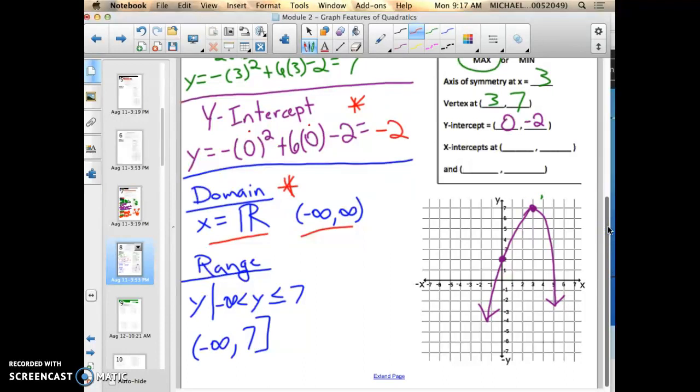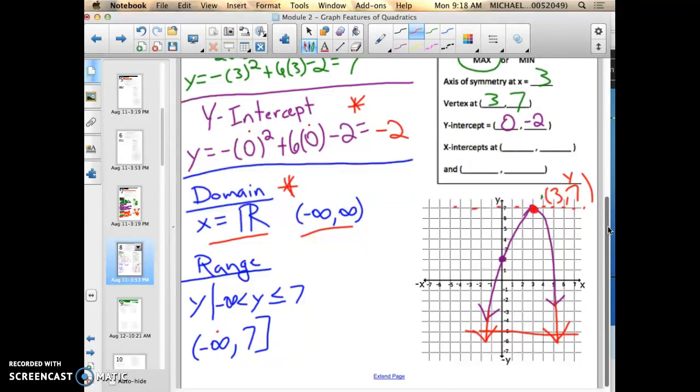All right. The range is a little bit more specific. In this case, it's flipped because it's going down. The floor at this point goes down forever. Right? Those arrows mean they go down forever. So it starts at -infinity. And it stops then at this ceiling up here. Remember, this is the vertex, 3, 7, and I care about the y value of the vertex. So it stops at 7.